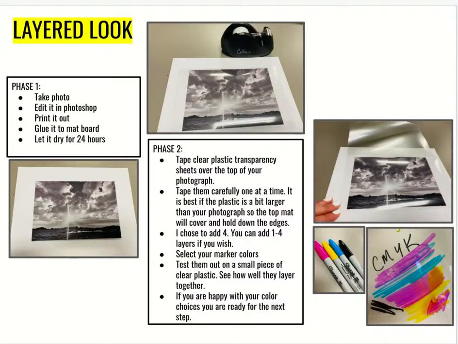So, the layered look. This project was really fun, and I enjoyed exploring what I could do with markers and plastic on top of paper. It was the same idea where I started with my digital photograph, I printed it, I glued it down, and I started taping clear plastic on top of it. I decided to go with a standard cyan, magenta, yellow, and black color scheme. I tested my markers first, and I started attaching layers of plastic on top of my picture.